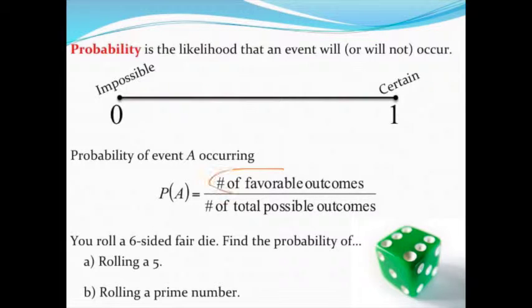Well, the favorable outcomes, the outcomes I want in this case, are how many 5s there are on a six-sided die. Well, there's only one 5. The total number of possibilities are 6 different numbers that could come up. So my probability of rolling a 5 is 1 out of 6.